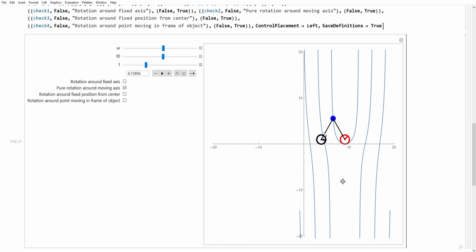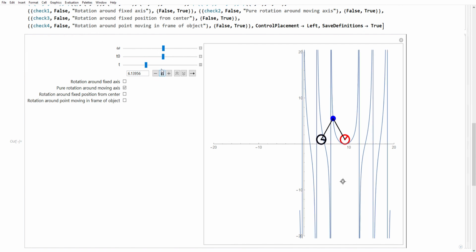So this is a pure rotation of this angle that's made up of this black angle. So I don't know. I thought those were several different ways of thinking about rotation.